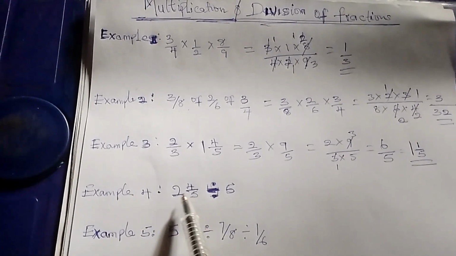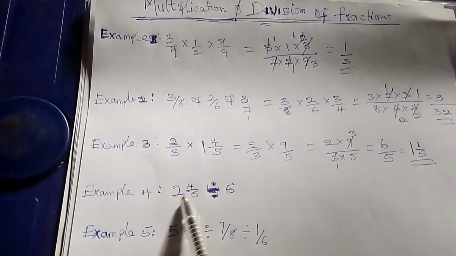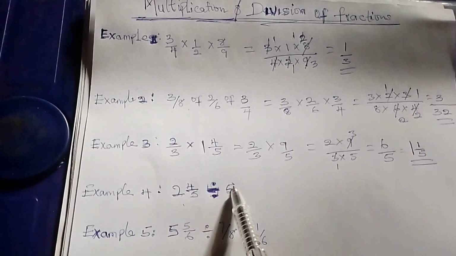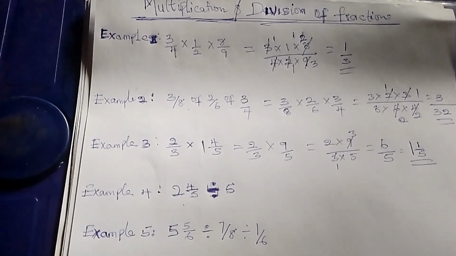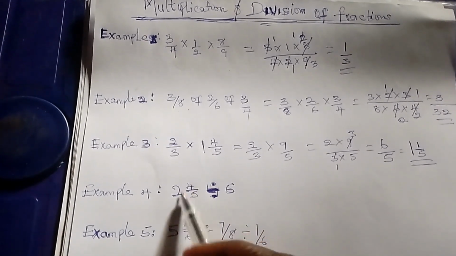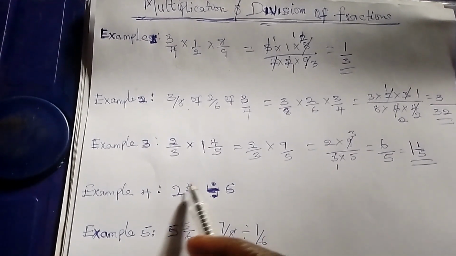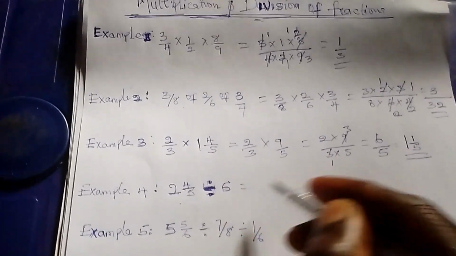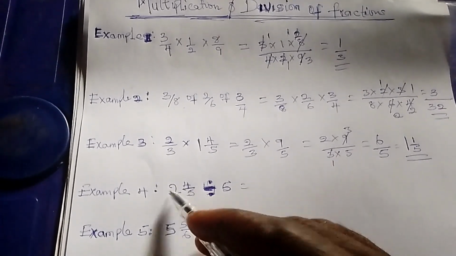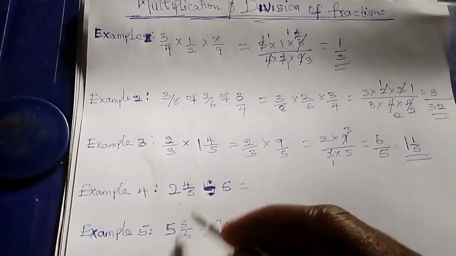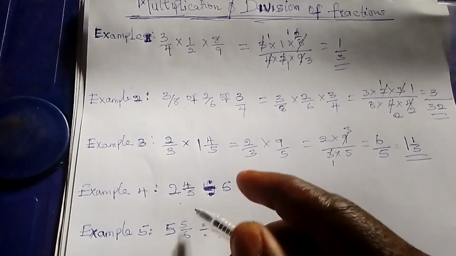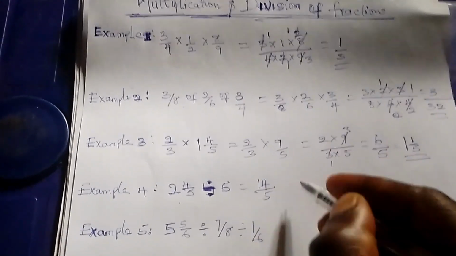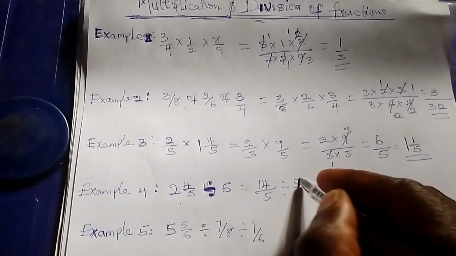Now we go to example number 4. Example number 4 says 2 whole number 4 over 5 divided by 5. So what do we do? First of all, convert this back from a mixed number to an improper fraction, which is 5 times 2 will give us 10. 10 plus 4 gives us 14. So 14 all over 5 divided by 5.